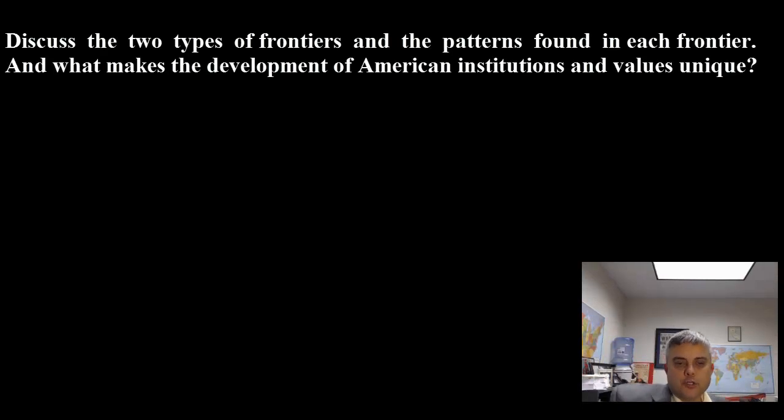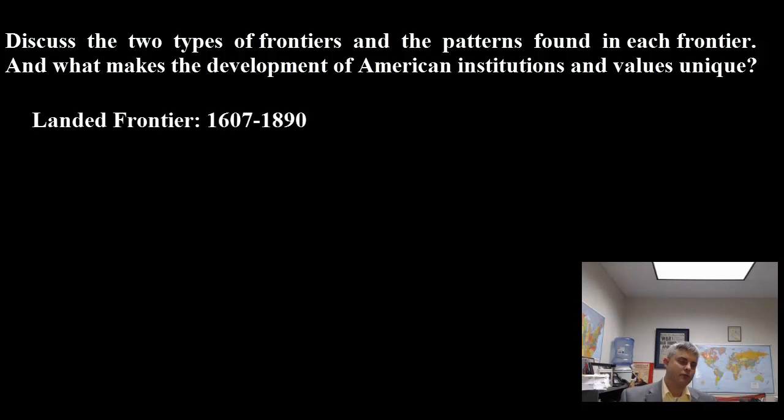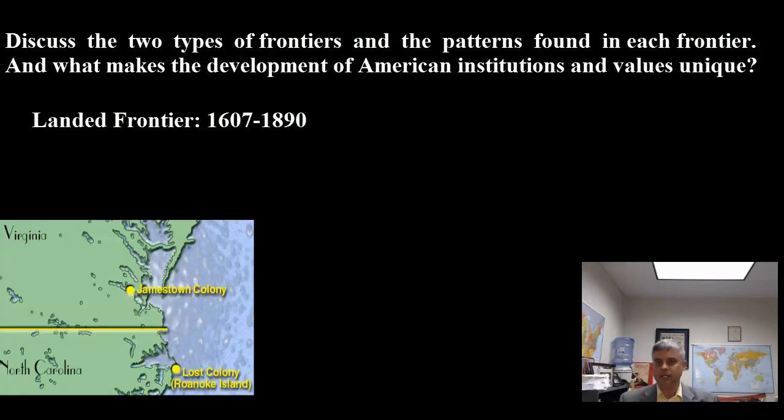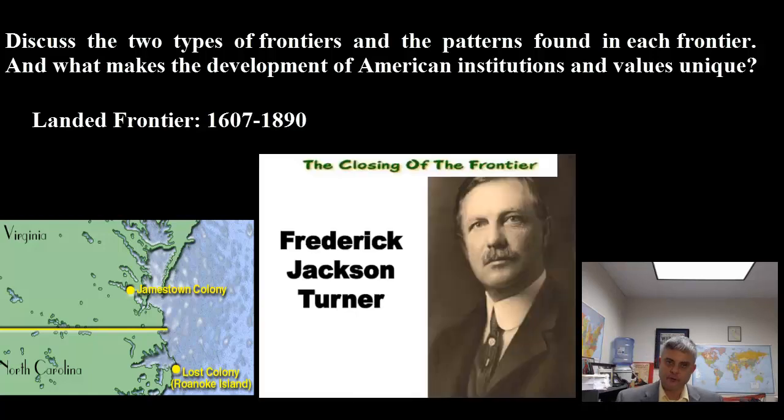Okay, there are two types of frontiers that we want to keep in mind. There's the landed frontier, which existed from 1607 to 1890. So 1607 was the founding of Jamestown, all the way to 1890 when the frontier, according to the U.S. Census Bureau, was officially closed. Right. So again, this is West as process. Again, this is from 1607 to 1890. That is the duration of when that line was moving.